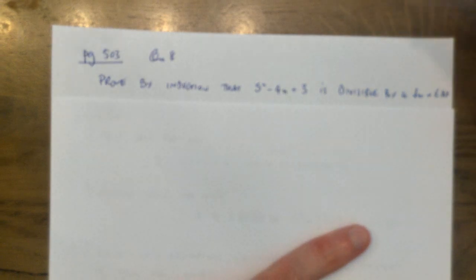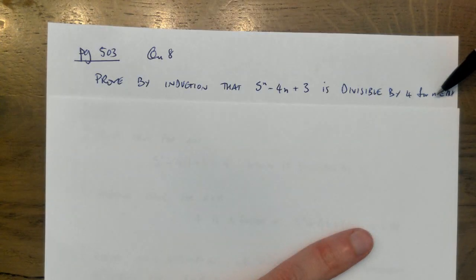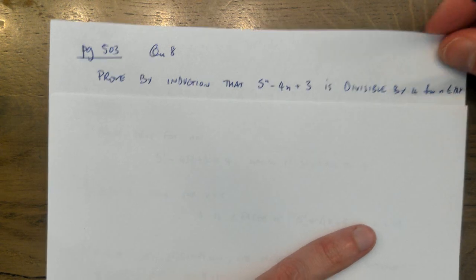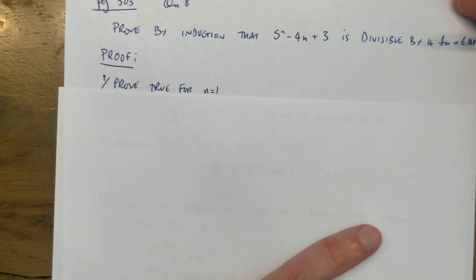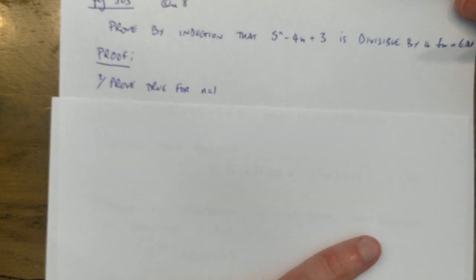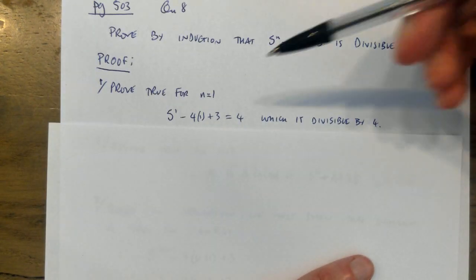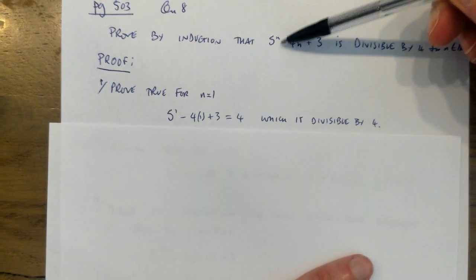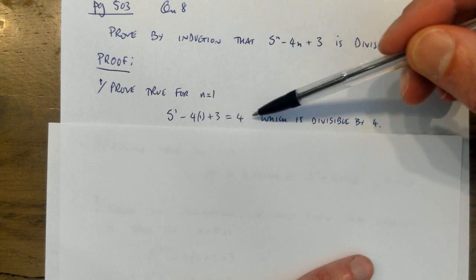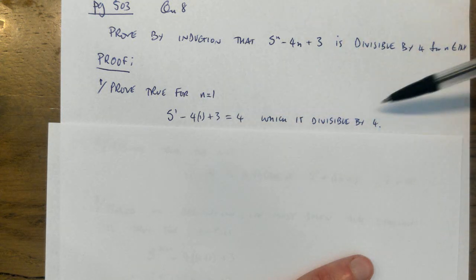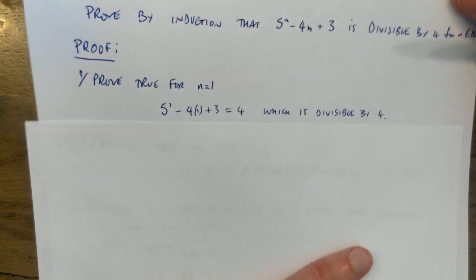Right, so you get something like that. So prove by induction that 5 to the power of n minus 4n plus 3 is divisible by 4 for n being a natural number. Okay, we follow exactly the same steps. So we prove it is true for n equals 1. Right, so we're going to put 5 to the power of 1, because n is 1, minus 4 times 1 plus 3 is equal to 4, which is divisible by 4. So we've proven that's true for n equals 1.